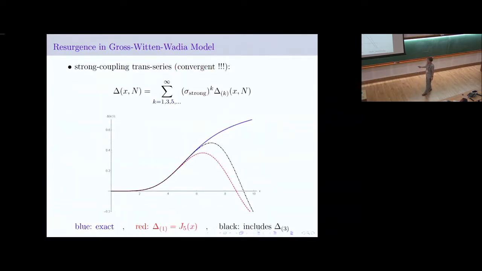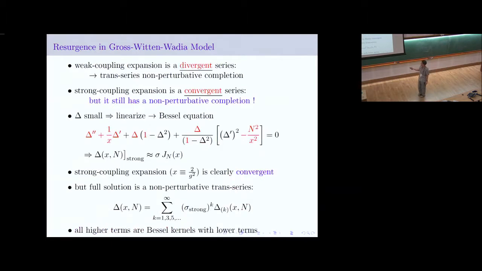So let's make some plots. I'm proposing this is the full trans-series expansion, even though it's completely convergent, because all of these terms are just integrals of the Bessel kernel with lower order guys, which are also Bessel functions. So if you care to expand it at small x, they're always convergent.